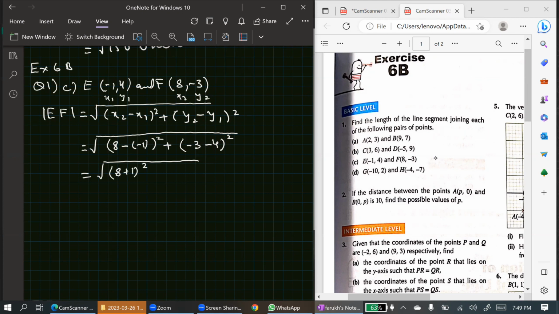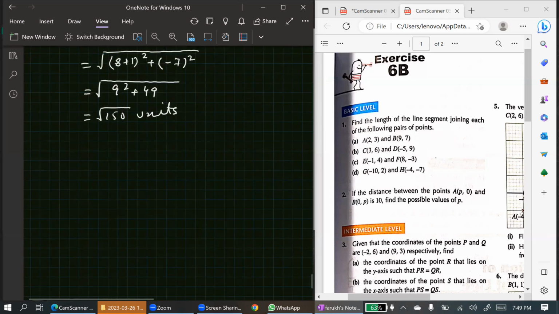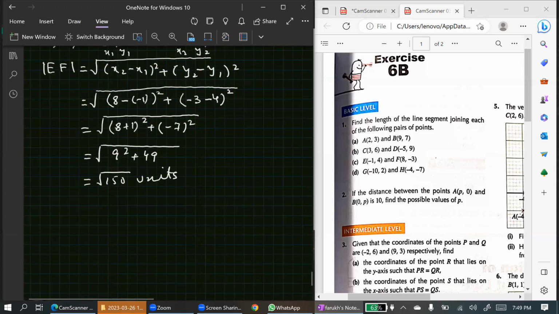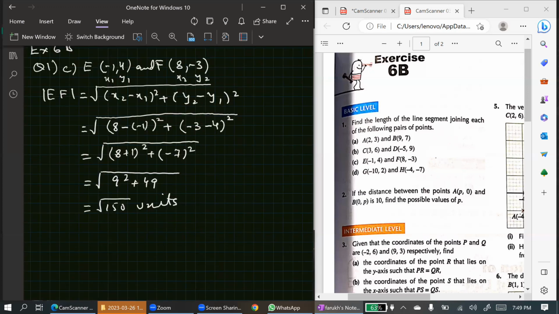8 plus 1 square plus -7 square is equal to 9 square plus 49. 81 plus 49 is root 150 units. Any problem in this question? No.